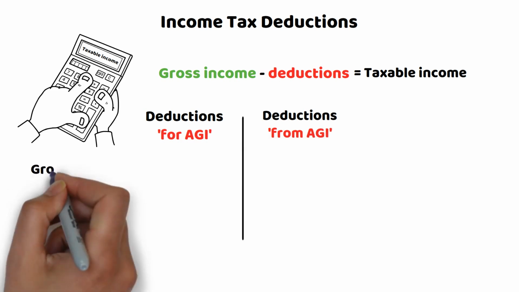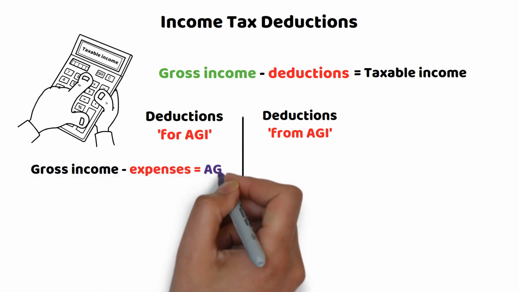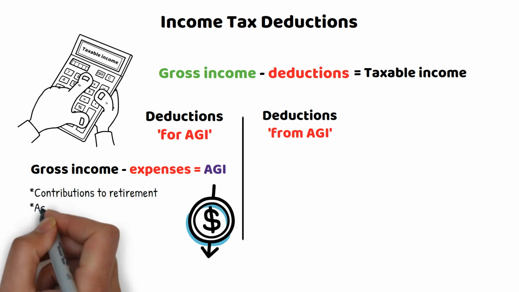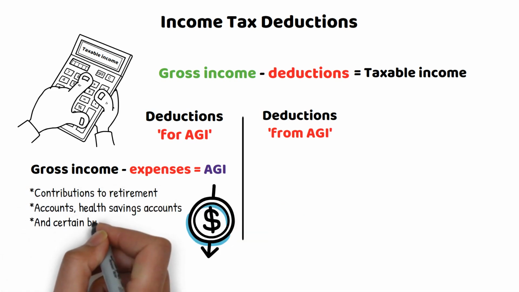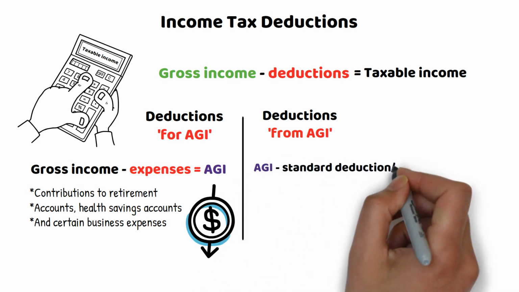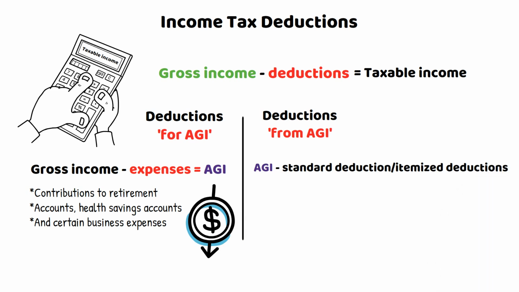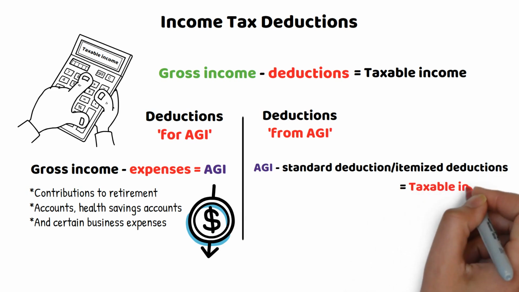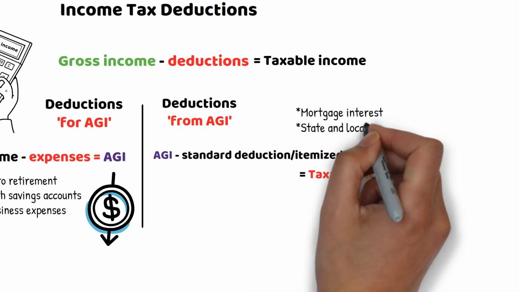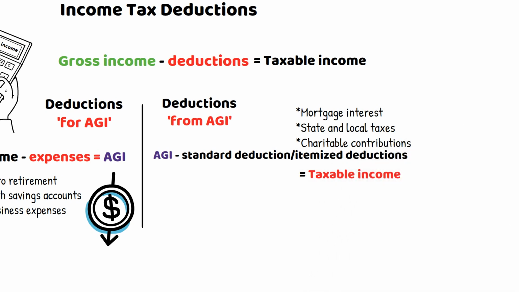Deductions for AGI. These are deductions subtracted directly from gross income to arrive at the adjusted gross income. They are beneficial as they lower the AGI, which can affect eligibility for various tax credits and deductions. Examples include contributions to retirement accounts, health savings accounts, and certain business expenses. After calculating the AGI, taxpayers can subtract either the standard deduction or itemized deductions to determine their taxable income. Itemized deductions include expenses such as mortgage interest, state and local taxes, and charitable contributions.